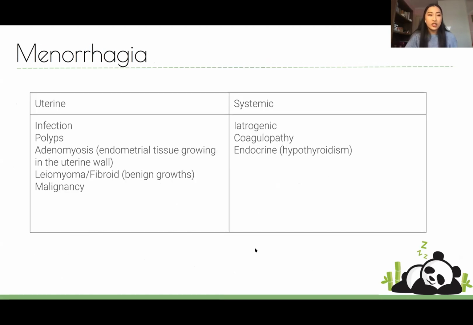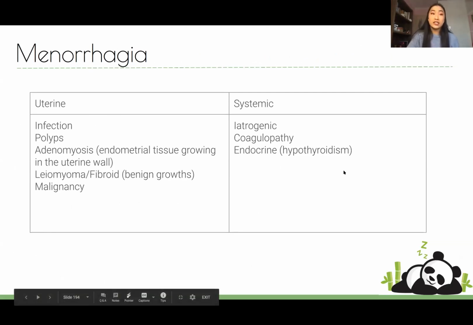The next two slides are just lists of differentials. I really wouldn't worry too much about this, but I think there were active learnings on these presentations, so I just threw in the conditions that you would want to think about. So menorrhagia, or heavy bleeding or abnormal bleeding, you want to think about local causes and then systemic causes.